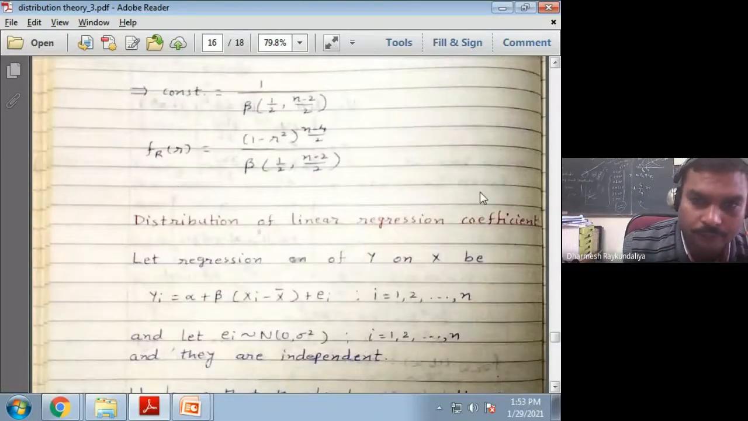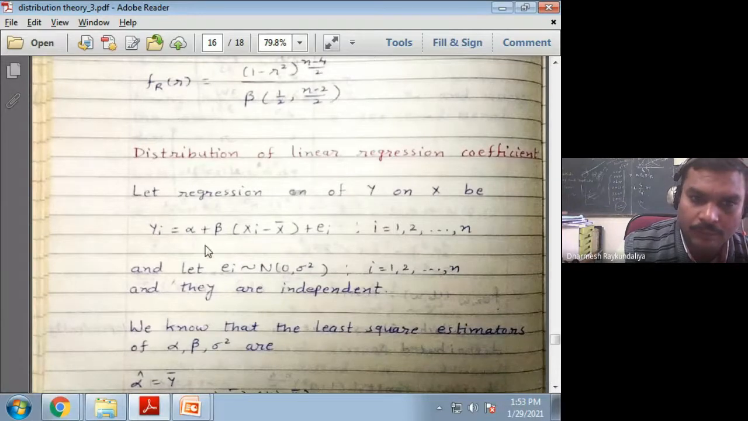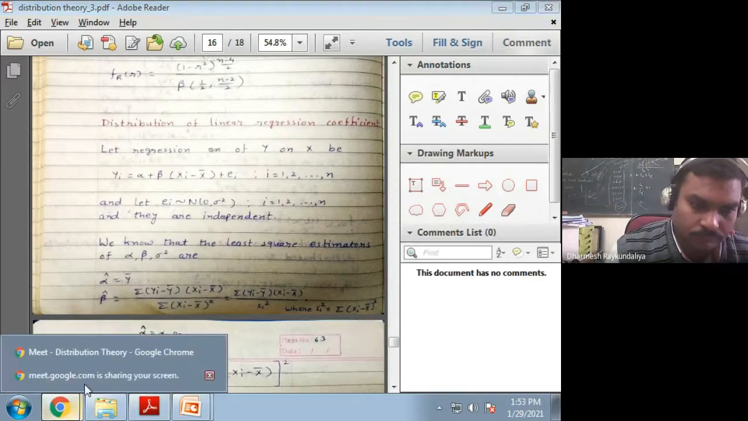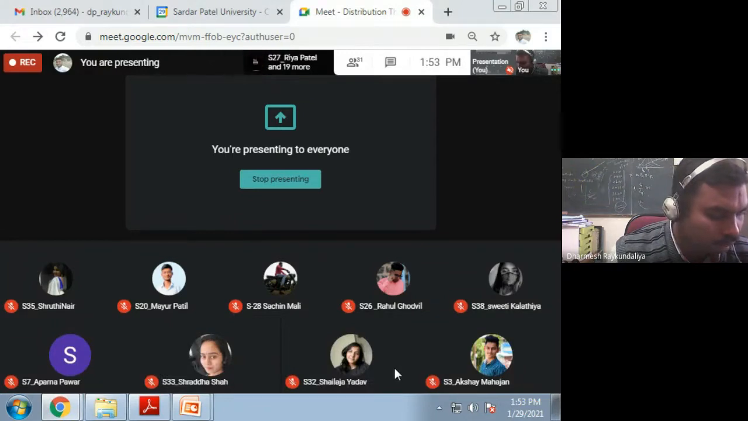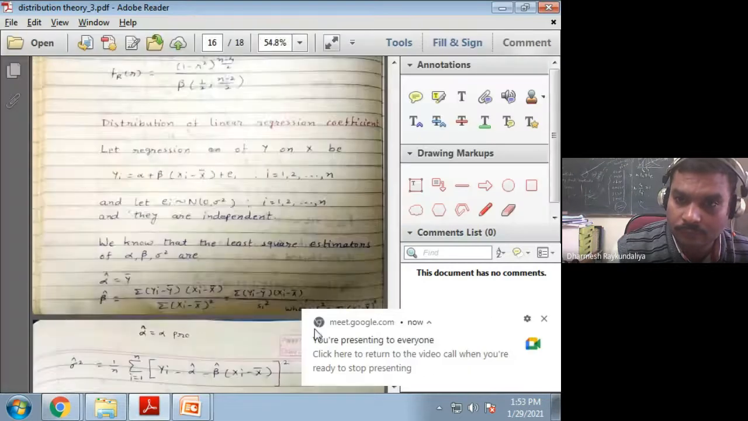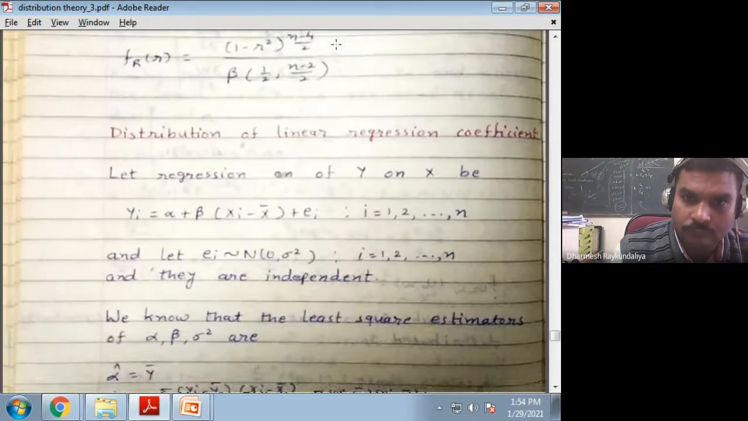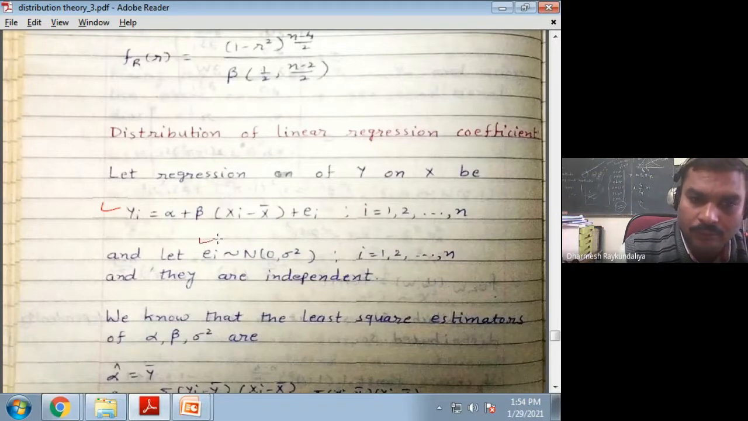The distribution of a linear regression coefficient. Let the regression of y on x be given by yi equals alpha plus beta (xi minus x bar) plus epsilon i, where i runs from 1 to n, and we assume that the epsilon i's are independently normally distributed with mean 0 and variance sigma squared.